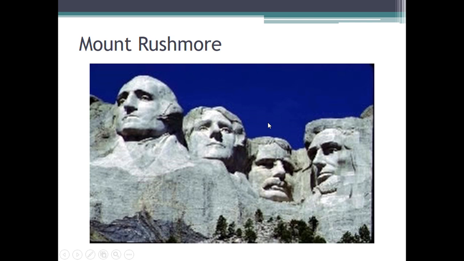Don't confuse him with Franklin Roosevelt. Franklin Roosevelt is a distant cousin of Theodore and comes later. Franklin is the one that's president during the Great Depression and World War II. Theodore was president during the early 1900s.